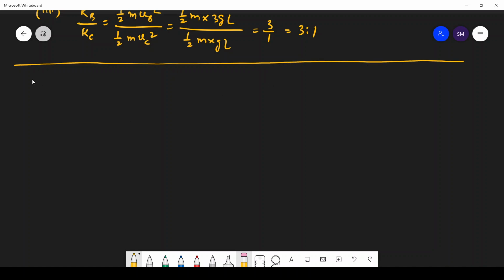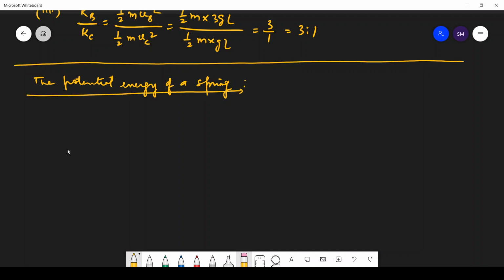Now let us study one more conservative force that is very important. One more conservative force is spring force. The potential energy of a spring. Students, I have a spring over here. This is figure 6.7 in your NCERT books.